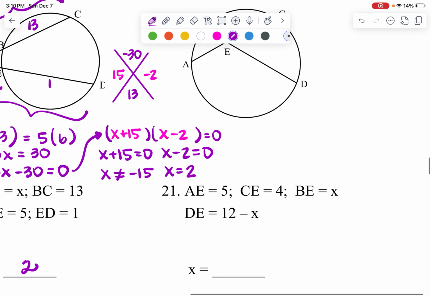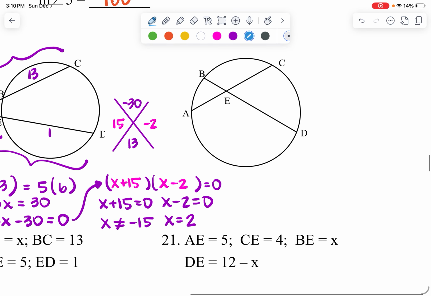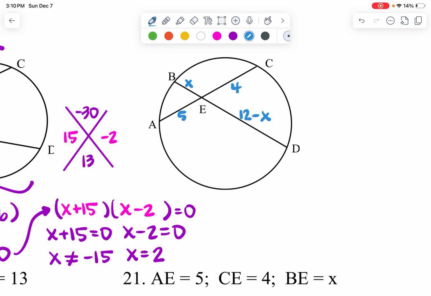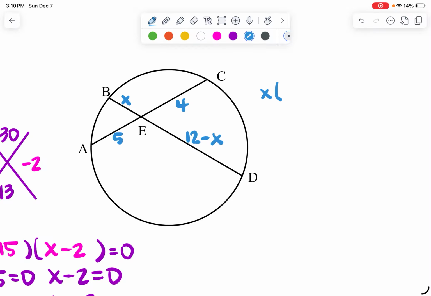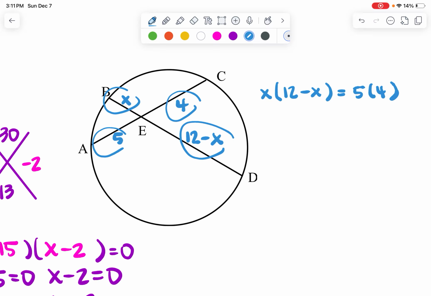All right, next up, let me change colors because I wrote so much there. Here we go. So AE is 5, CE is 4, BE is x, and 12 minus x. Now these are also segments, but these are segments that are trapped completely within the circle. So remember that formula is the product of each piece of the chord have to be equal. So we're going to do x times 12 minus x equals 5 times 4, right? So this piece times this piece has to equal this piece times this piece.